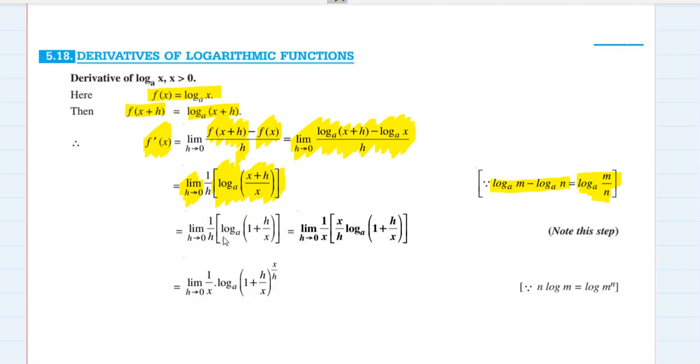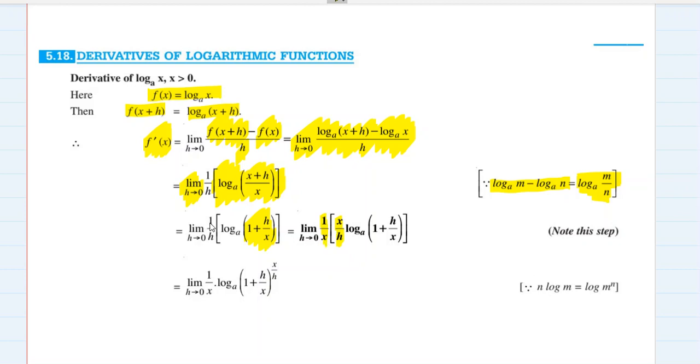What we do over here is we divide by x in the denominator of both these terms. So x by x plus h by x, that is 1 plus h by x. This is what we get, to the base a. 1 by h remains over here. Now this is very, very important. What they have done is they have taken x by h out of the log, remember, and they have written 1 by x outside.